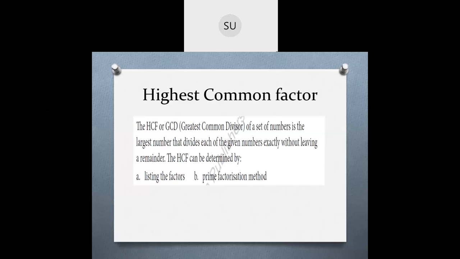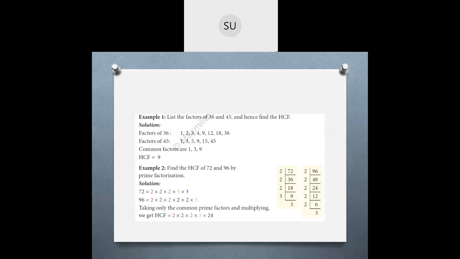The HCF of a given set of numbers is the largest number that can divide the numbers exactly without leaving any remainder. The way to determine HCF for numbers is by listing the factors and by the prime factorization method. First, let's see how to do it by listing the factors.